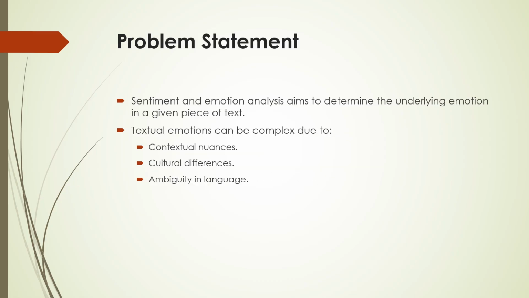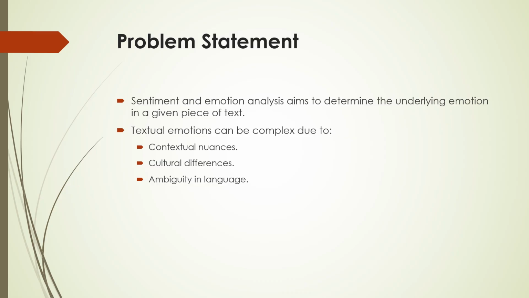And coming to the next one, what is the problem statement? Sentiment and emotion analysis aims to determine the underlying emotion in a given piece of text. So the goal is to detect true emotions from text. Text emotions are complex and tricky. Language is ambiguous, sarcastic, and culturally dependent. So textual emotions can be complex due to contextual nuances, cultural differences, and ambiguity in language.